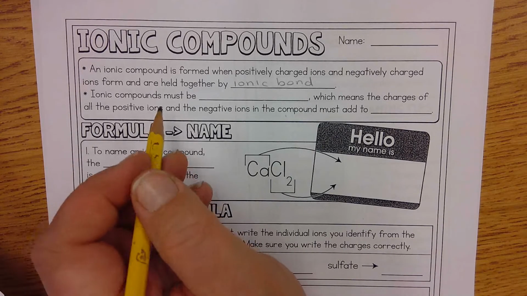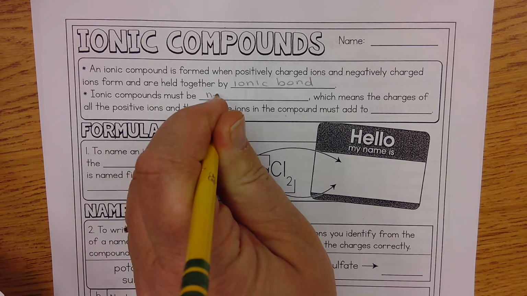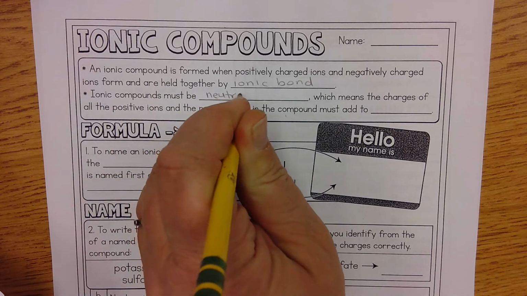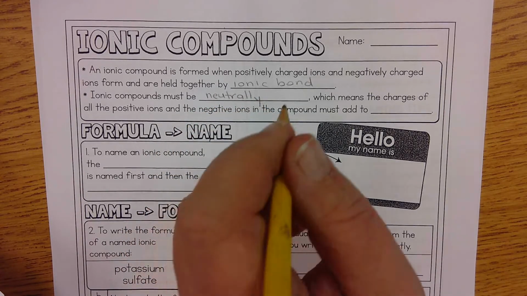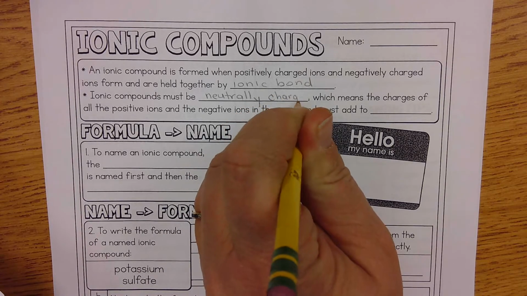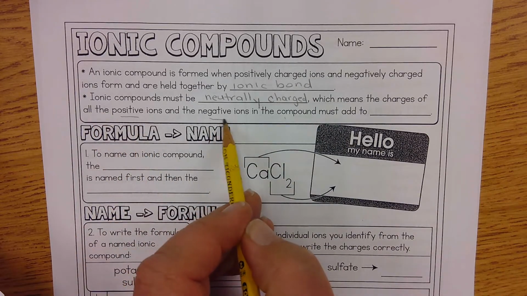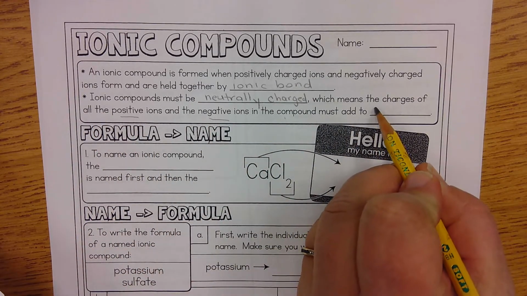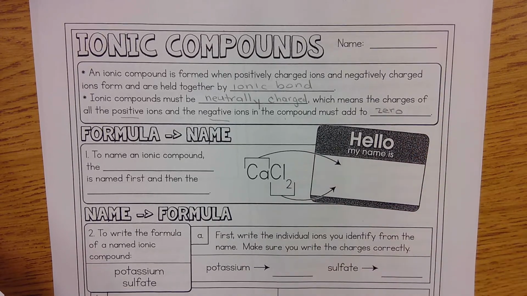So, one other thing we want to mention about ionic compounds is that they are neutrally charged. Unlike the covalent compound, which can be polar or nonpolar, ionic compounds have to have a neutral charge, which means that the charges of the positive ions and the negative ions must add up to zero. So all the negatives and positives have to cancel each other out.